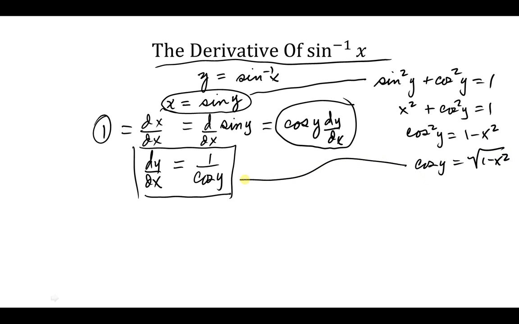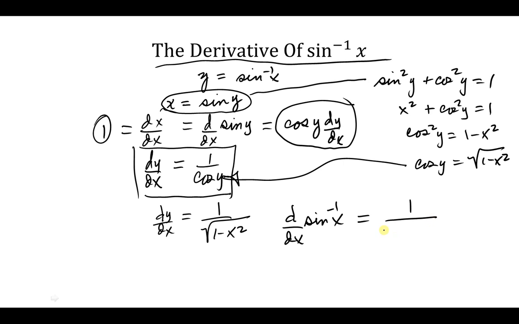And if we plug that into our derivative, we get dy/dx is equal to 1 over the square root of 1 minus x squared. So our major derivation is that d/dx of inverse sine of x is equal to 1 over the square root of 1 minus x squared.